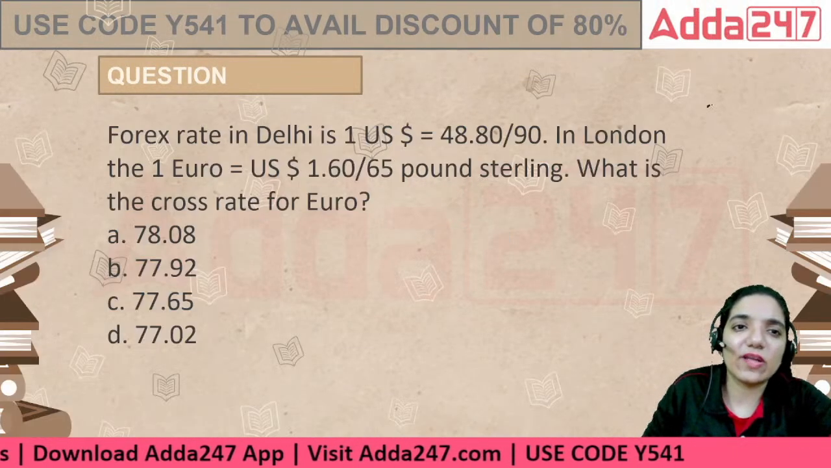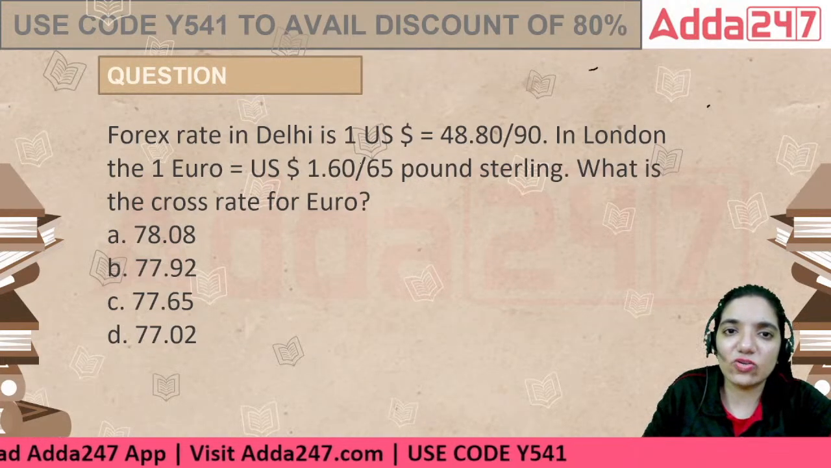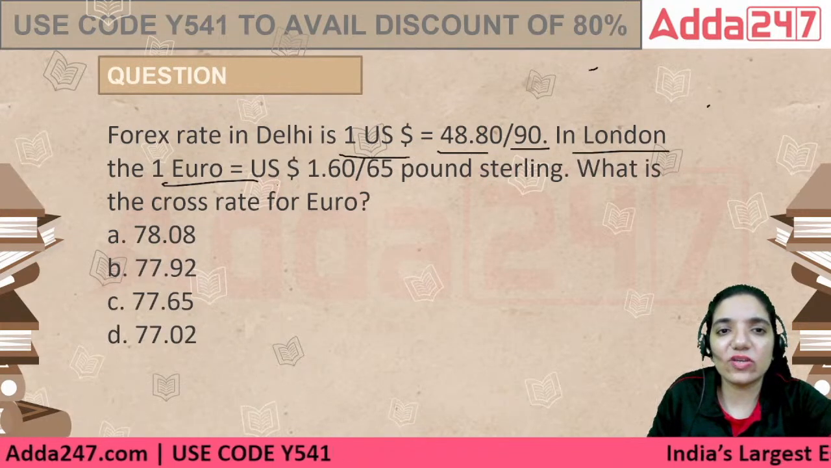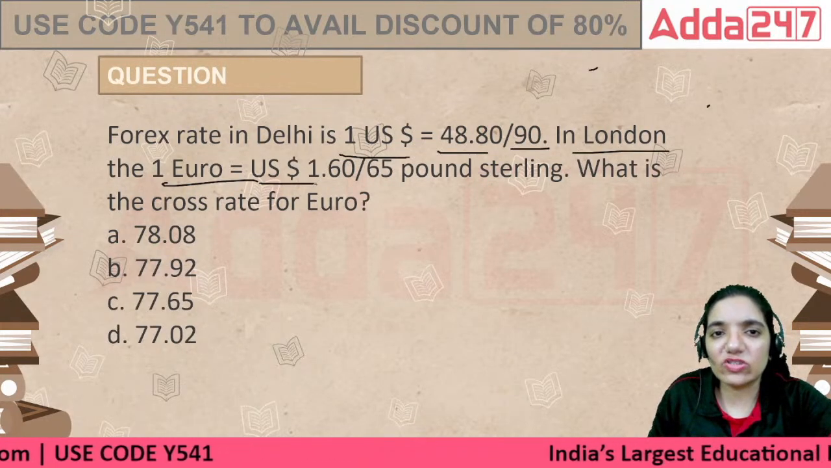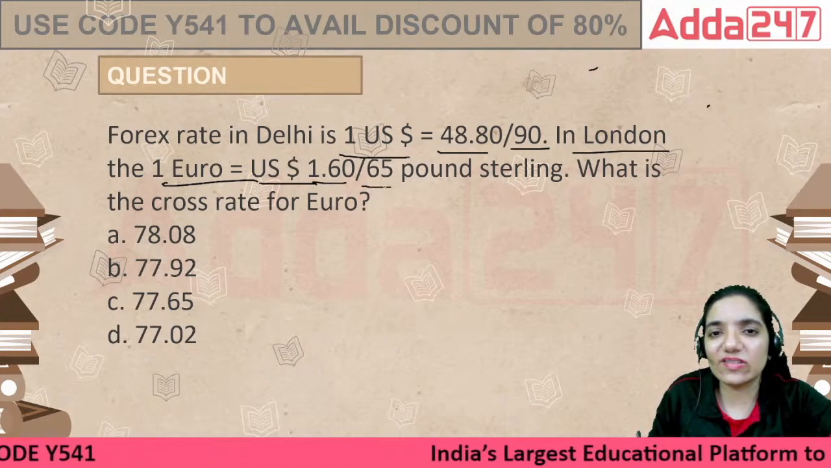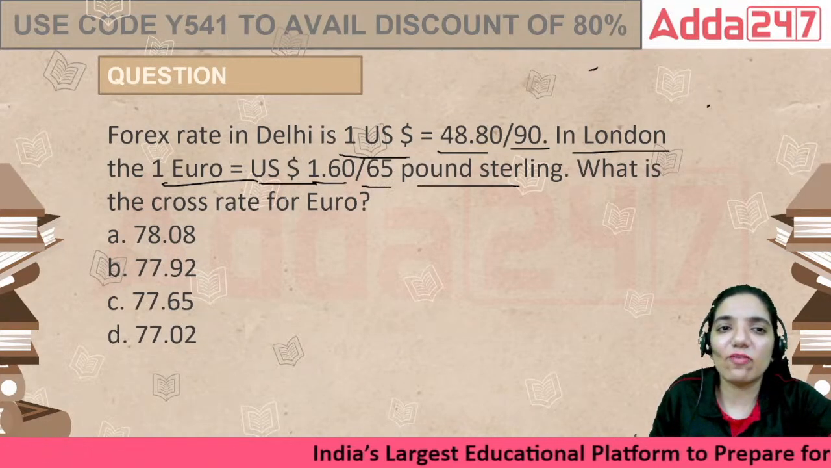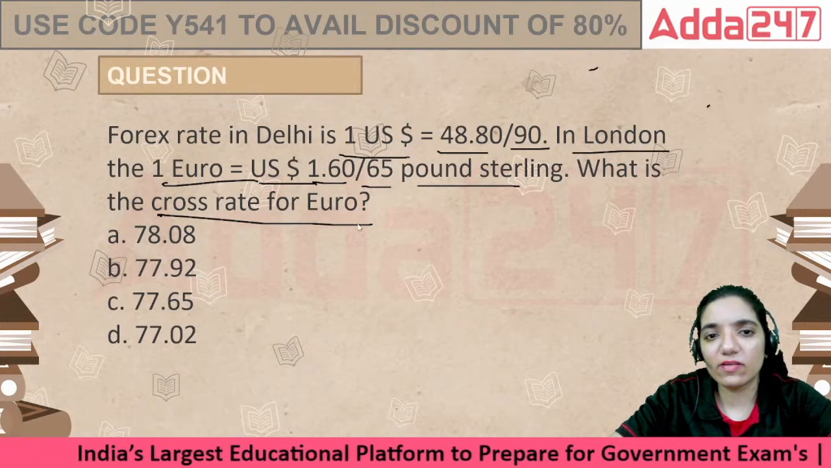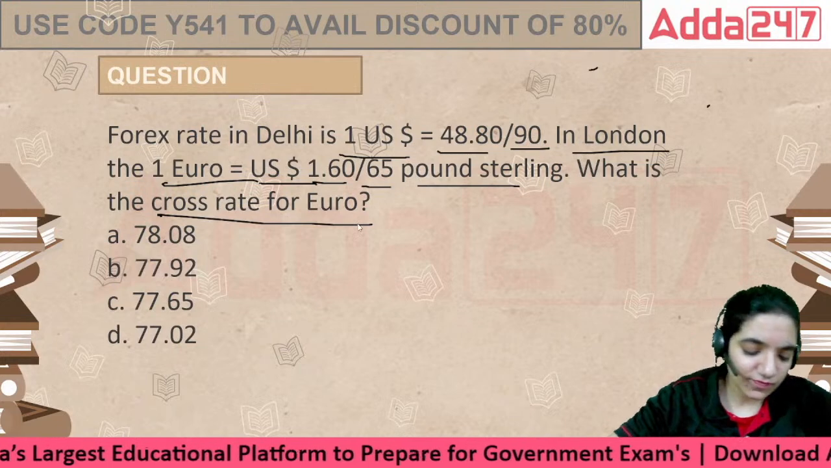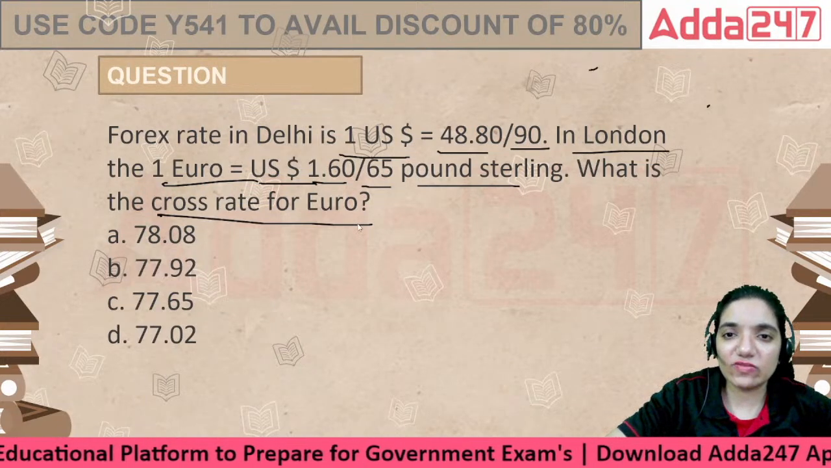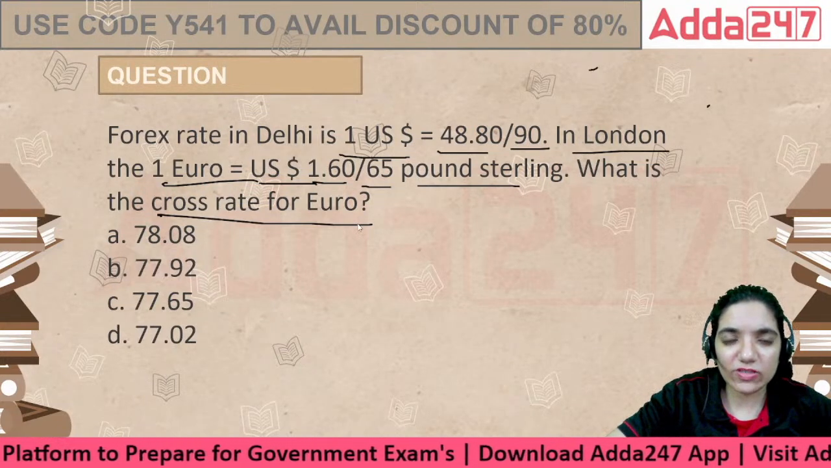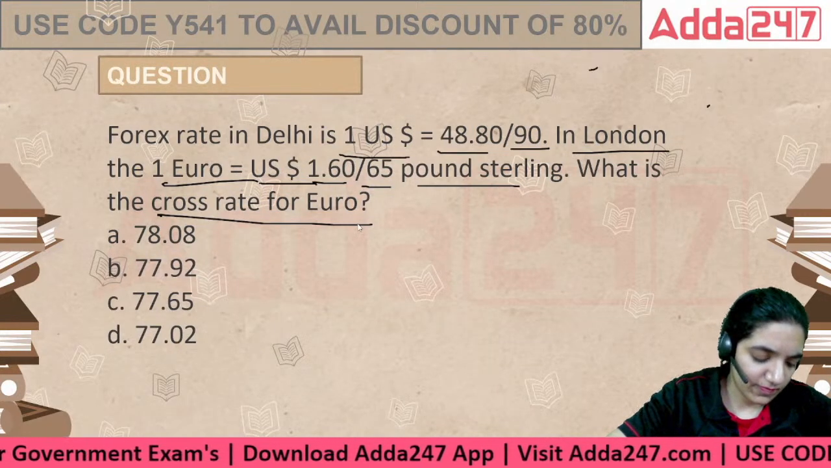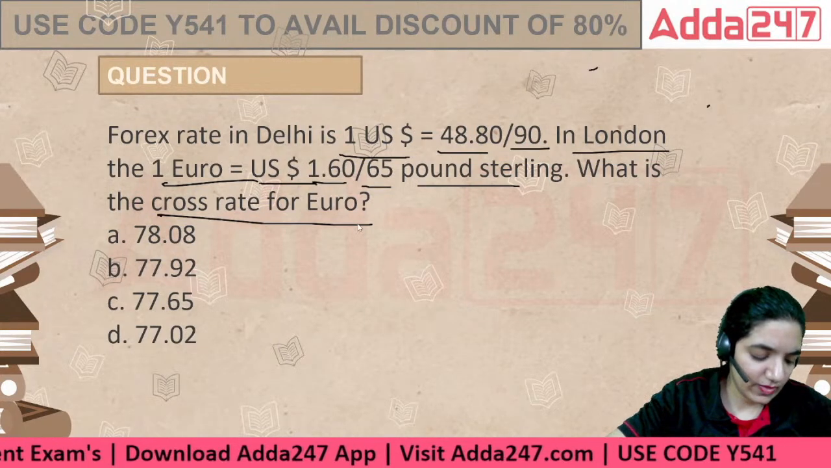The question is: forex rate in Delhi of $1 is 48.8090, and then in London €1 is equal to US dollars 1.6065 pounds sterling. Then we have, what is the cross rate for euro? What would be the cross rate for euro here? See, your LHS is varying. What are we going to do about it?